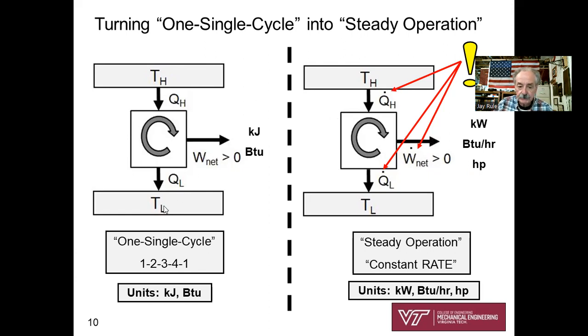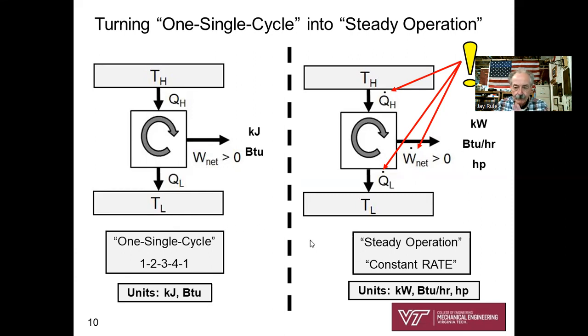In your textbook situation, you're typically looking at pistons and cylinders, and you're analyzing one single cycle. In other words, this black box goes through one single cycle, and an example would be process 1 to 2 to 3 to 4, and then back to 1. It went through one cycle, you did your homework, and the results you got in terms of heat and work were in units of kilojoules or BTUs. And that's perfectly valid. Those are good things to be able to analyze.